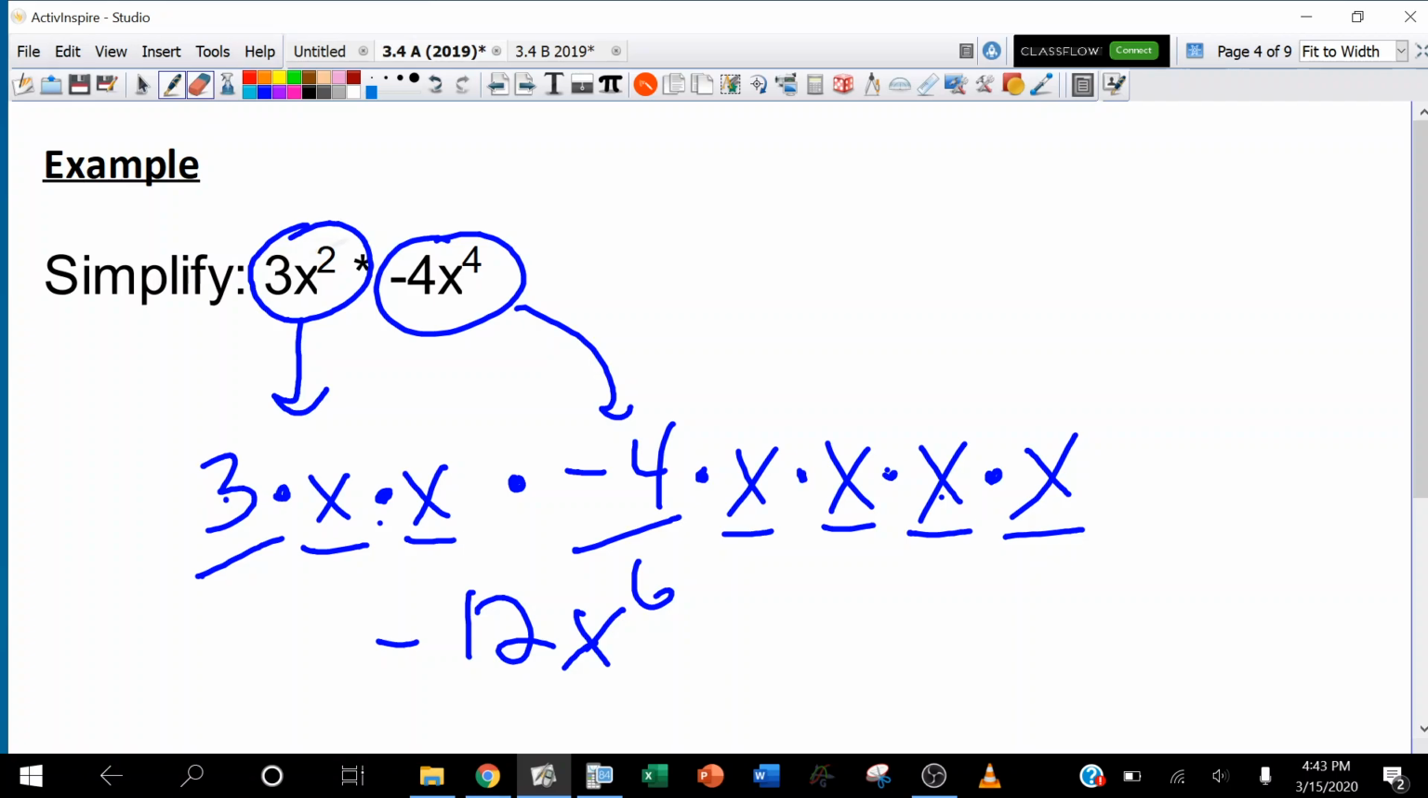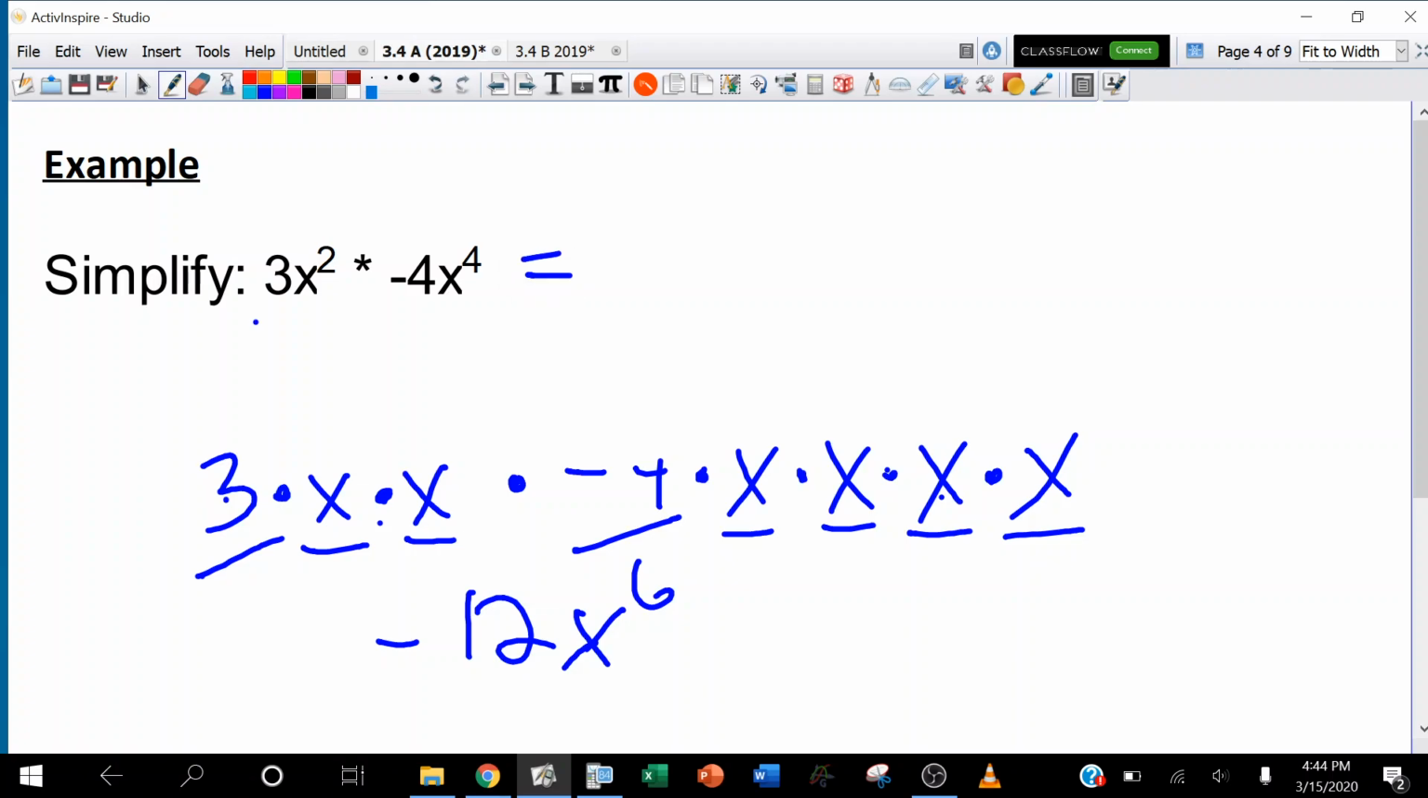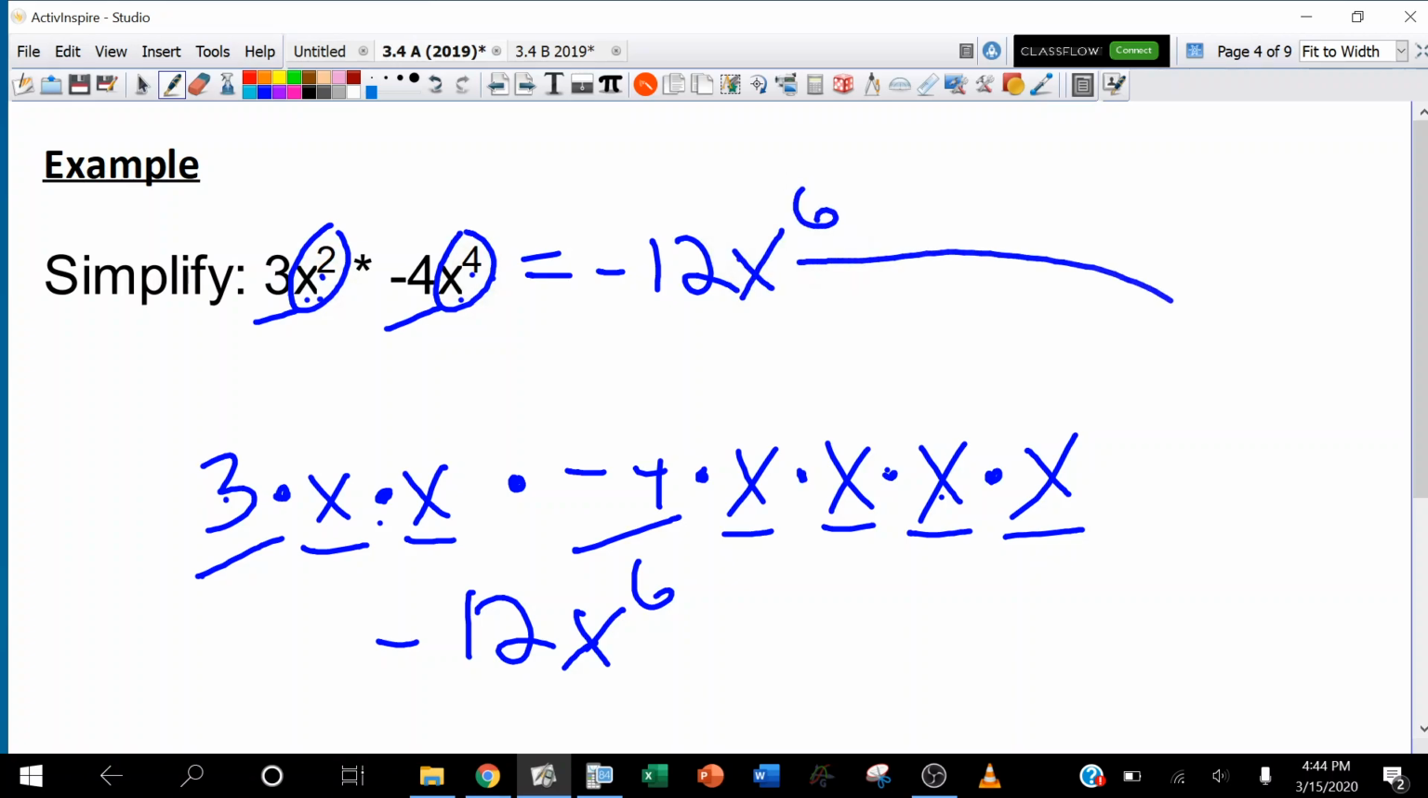So as far as shortcuts go, what I want to do with this first is multiply these coefficients, these numbers that are in front of the terms. 3 times -4 is -12, and then I take the variable part here. Because the bases are the same, because they're both x's, I'm going to add the exponents. 2 plus 4 would be 6, so that would be x to the 6th power, and you can see there I get the same answer as when I work it out. So that's the shortcut version with something like that there.